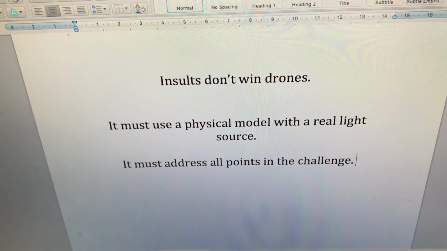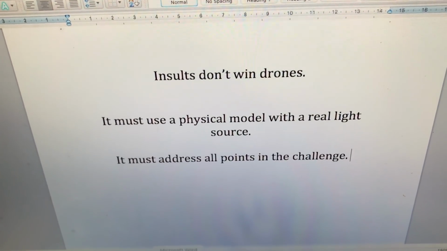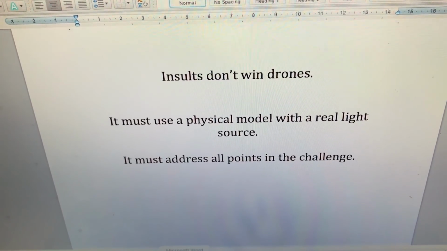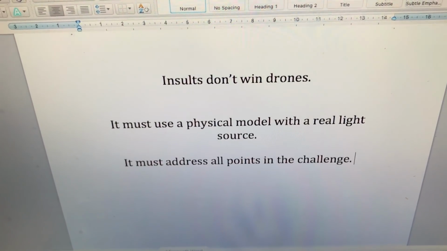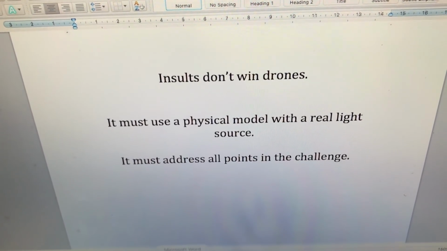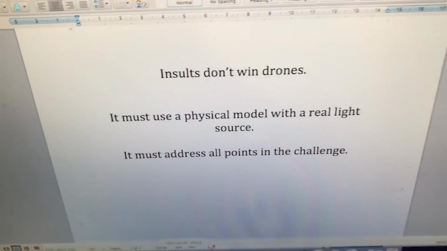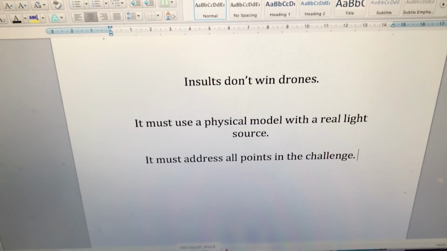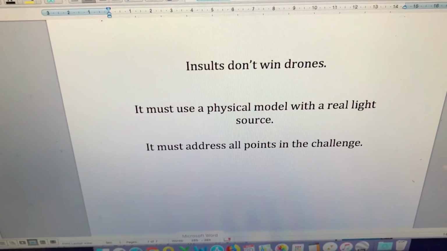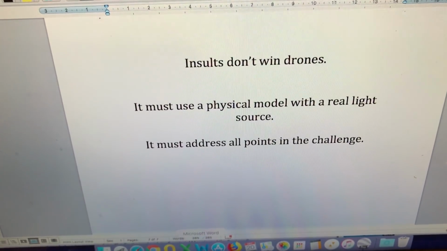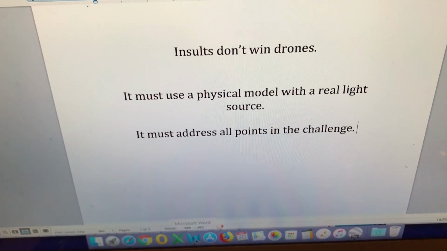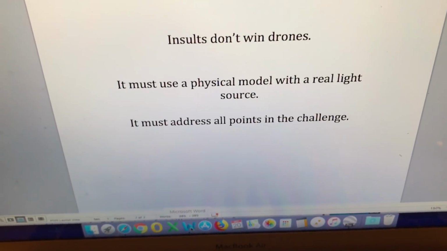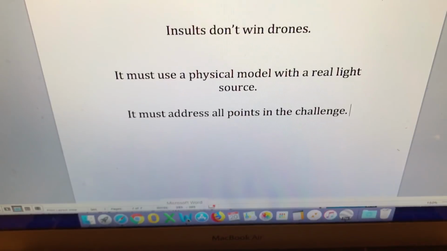It really just makes Flat Earth look bad. I don't get offended by insults. And when a flat earther comes to my channel and just posts rude and offensive comments, it just makes Flat Earth look bad. So think about that, guys. Now remember, this contest must use a physical model with a real light source, and it must address all the points in the challenge. So let's take a look now at the prize that is being offered.